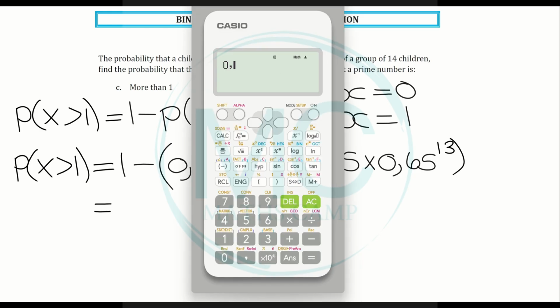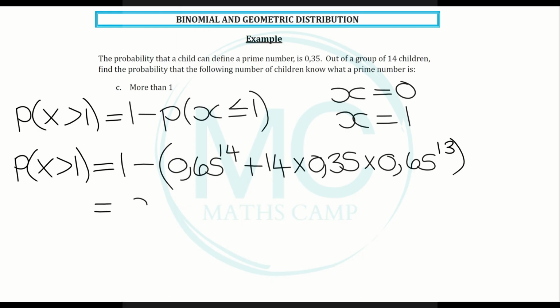And I can say 0,65 with an exponent of 14 plus 14 multiplied by 0,35 multiplied by 0,65 with an exponent of 13 is equal to 0,0205. Now all I need to do is subtract this from 1. So I can say 1 minus my answer is equal to 0,9794. Round this off, and get an answer of 0,98.